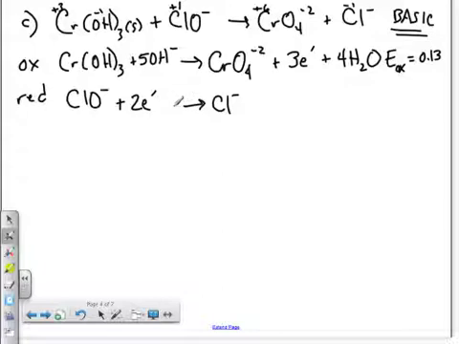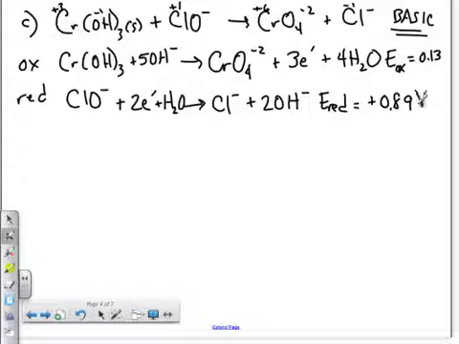Okay. Charge, I've got a -3 on this side, -1 on this side, so I need 2 hydroxides. That gives me 2 oxygens here. I have 1 over here, so 1 water will do it. 2 hydrogens, 2 hydrogens. Okay. So now my half reaction is balanced, and I look up the reduction potential straight off the table, and it is equal to positive 0.89.